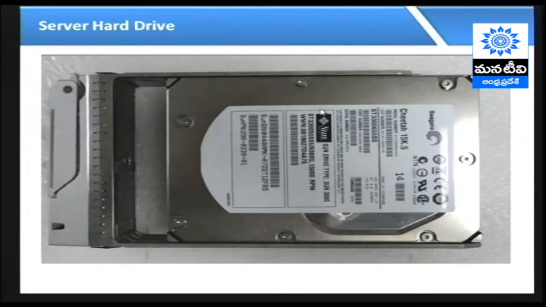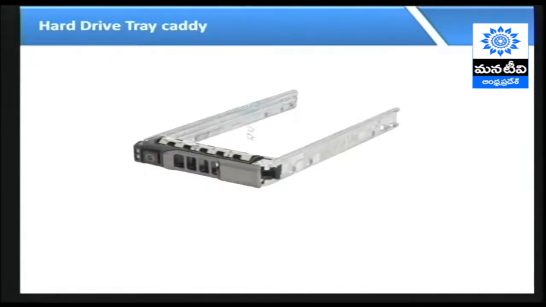On the screen you can see a hard disk drive kept in a U-shaped tray. This U-shaped tray is generally called a caddy tray. One physical hard disk drive is kept in the U-shaped tray. Why are we discussing this caddy tray? Let's see. Here is one more type of caddy tray on the screen.